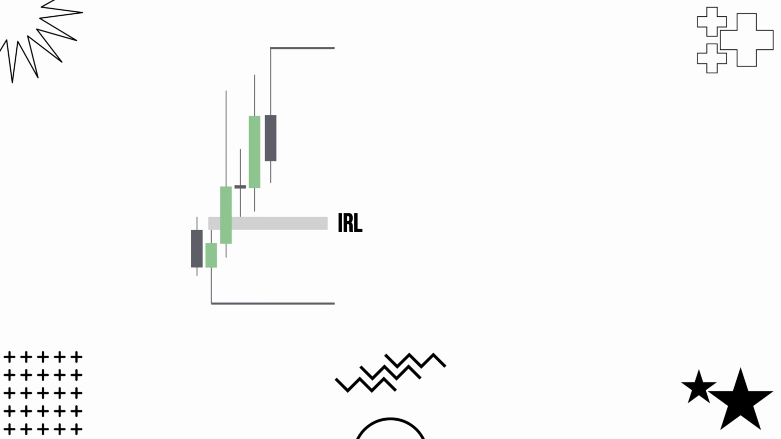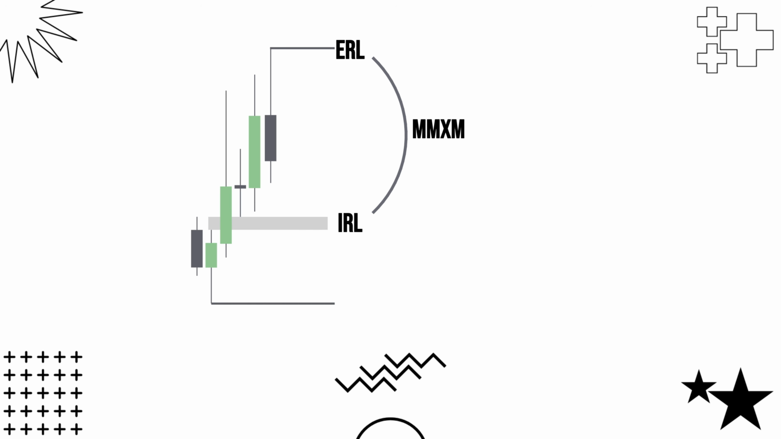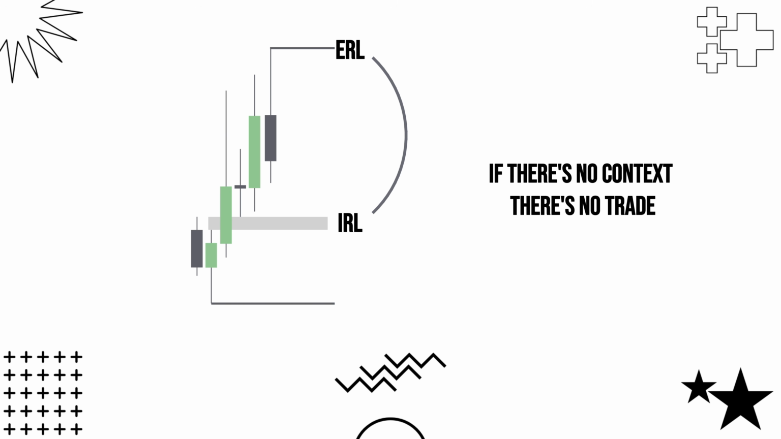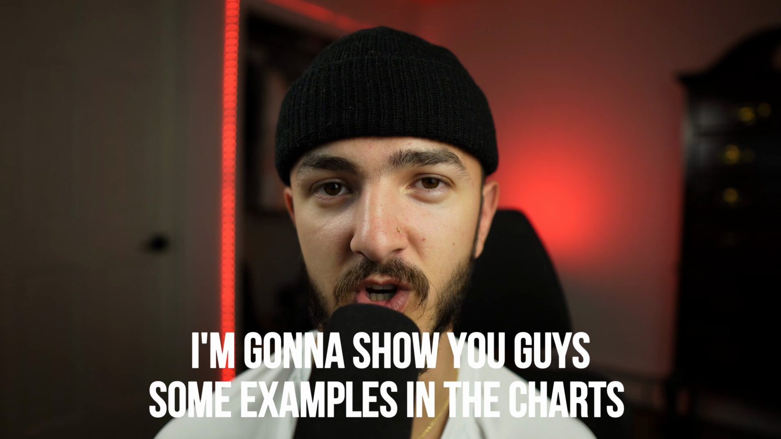The last thing I want to make very clear is once you have this context, aka internal to external or external to internal, you want to trade until that context is taken. So within that IRL to ERL or that ERL to IRL, that is where these market maker models form, and you want to trade the models until the context is gone. If there's no context, there's no trade. So if you don't have context on the monthly, weekly, or daily, there is no obvious draw on liquidity, aka there is no context, so you have no trade. I'm not focusing on a pair that doesn't have a clear draw. Simple as that.